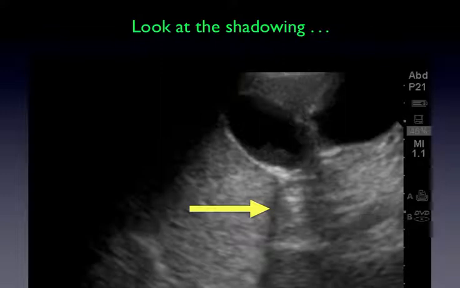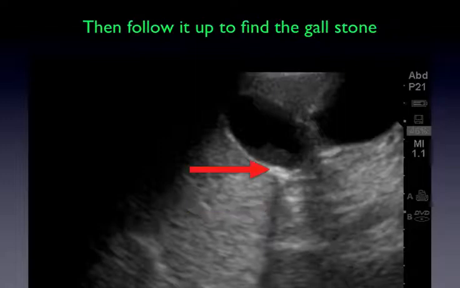Now it's very difficult to see in this view, but over there, there's actually a gallstone, a hyperechoic stone. And we did another view on this patient, and we were able to see it more readily. So this is actually a gallbladder that has sludge and a very small stone in it.